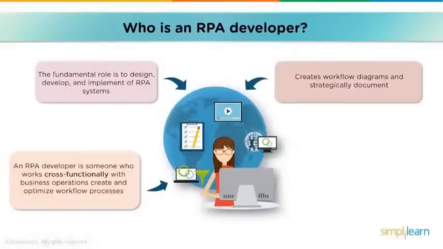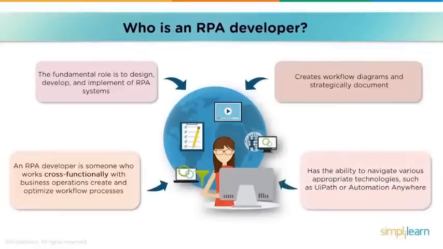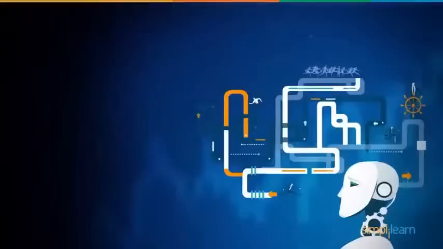In order to automate a business process, an RPA developer will be required to create workflow diagrams and strategically document the implementation. He is also responsible for bug fixes, so coding skills are important. Now, in order to be a successful RPA developer, you must have the ability to navigate various appropriate technologies such as UiPath or Automation Anywhere.